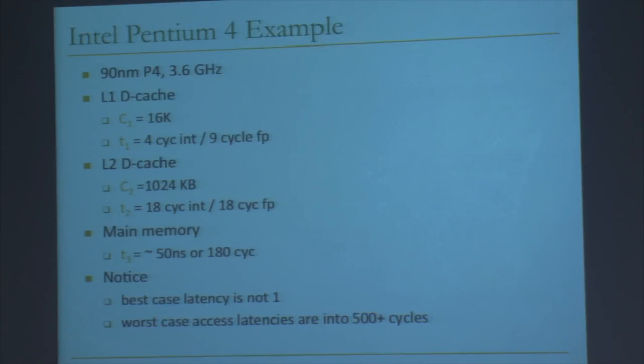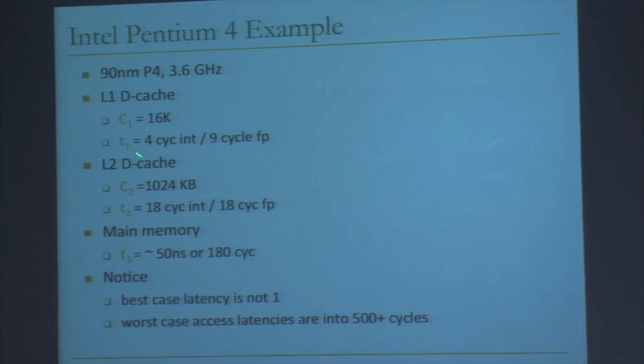Okay, let me give you some examples. This is actually an old example from Intel Pentium 4, which had a 3.6 gigahertz clock at 90 nanometer node. The L1 cache was 16 kilobytes, and the intrinsic latency of it was 4 cycles for integer operations, 9 cycles for FP operations, because FP operations actually required a larger cache line. For L2, the cache size was 1 megabyte, and the access time was 18 cycles, inherent access time. And main memory assumed that its access time is 50 nanoseconds, and assumed that all data is in main memory.